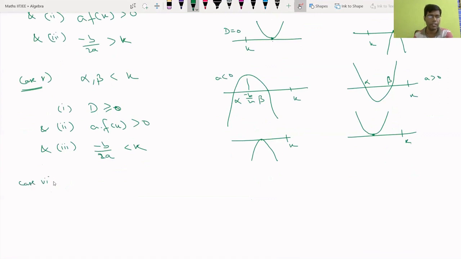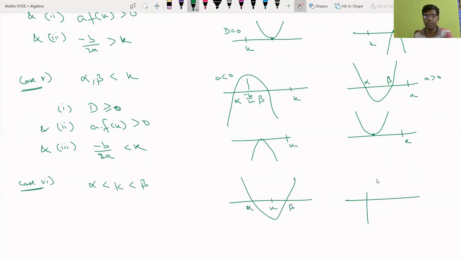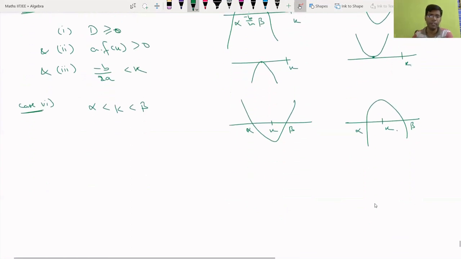It is case 6, when k is in between the roots. So I will have it like this. This is k, this is alpha, this is beta. Another case will be this is alpha, this is beta, this is k somewhere in between. So in this particular case, I just need to check one thing, because the very fact that alpha, beta are the two roots means my discriminant has to be greater than or equal to 0. So no need to check on that.